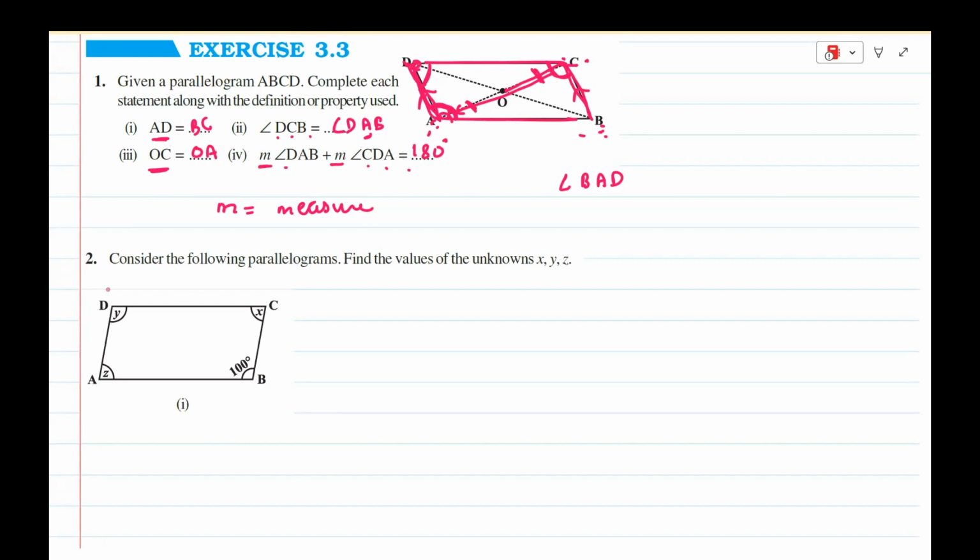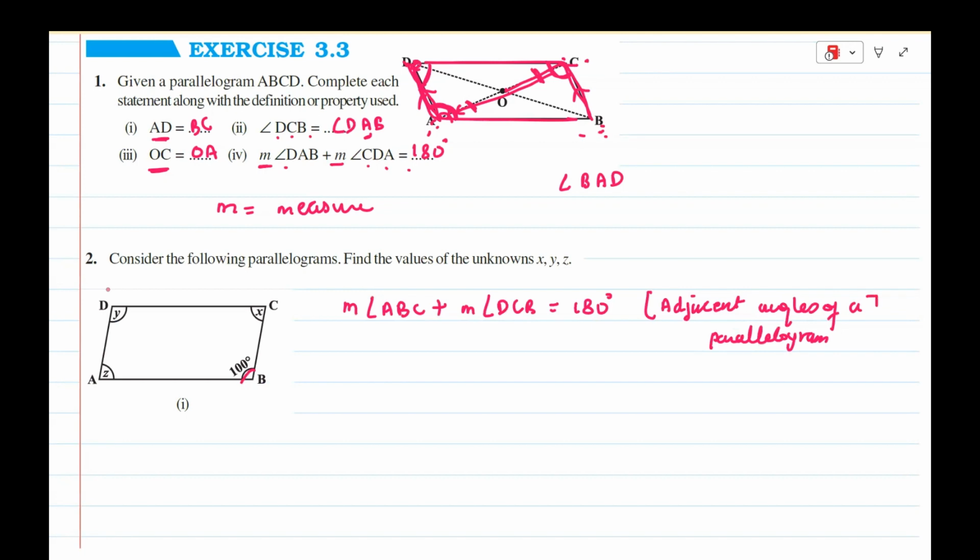Okay. So see here. If I need to calculate x, correct? It is the adjacent angle of B. It means measure of angle ABC. That is this angle. And measure of angle DCB. They are supplementary because of adjacent angles. So I can write the logic here, adjacent angles of a parallelogram. So they are supplementary.